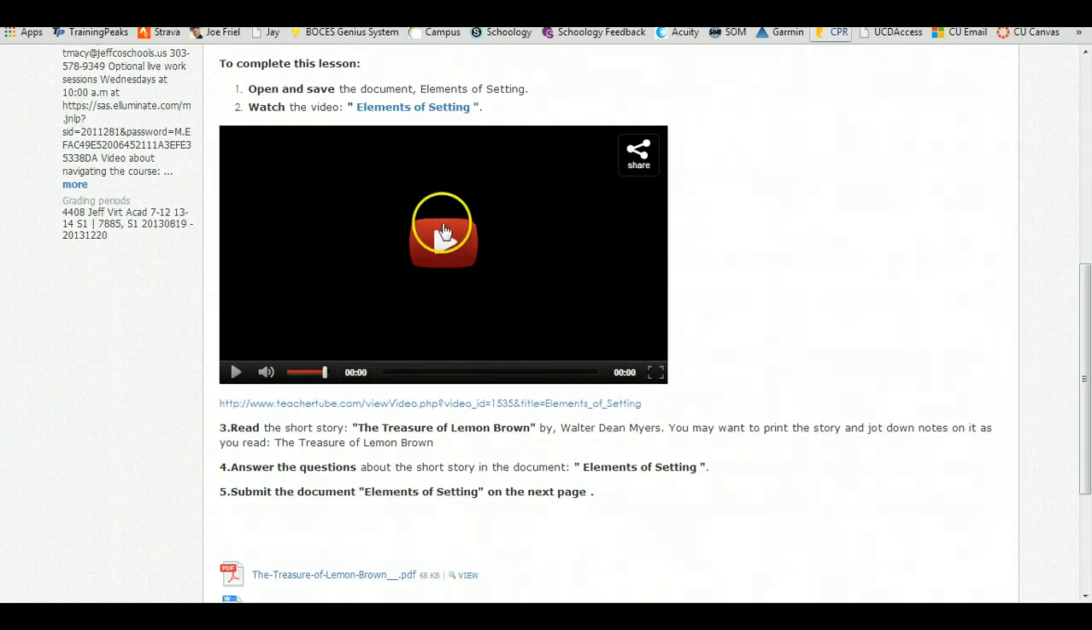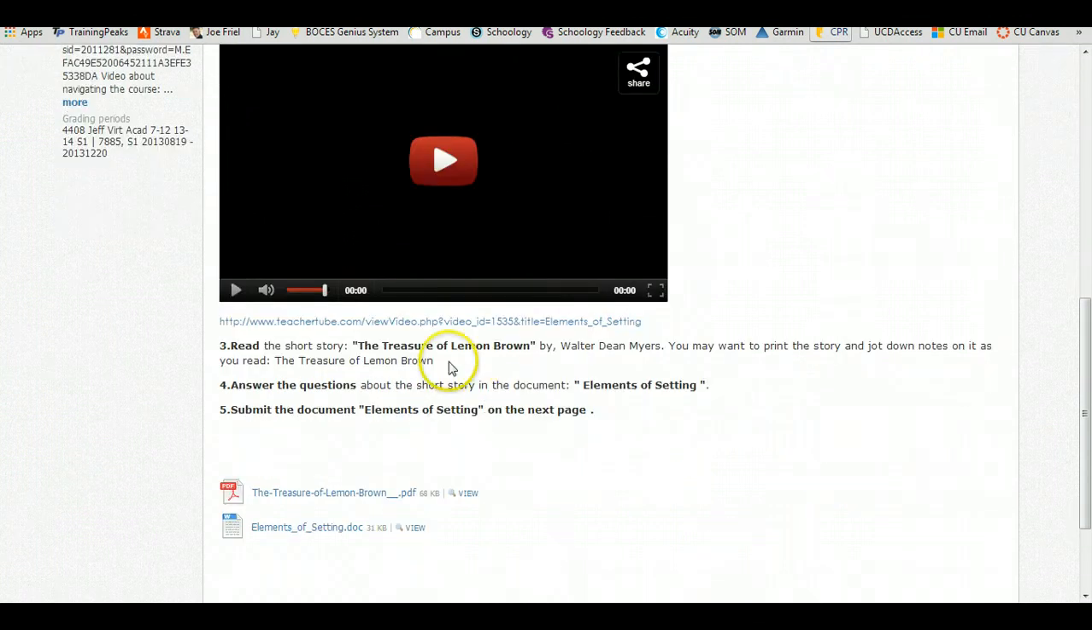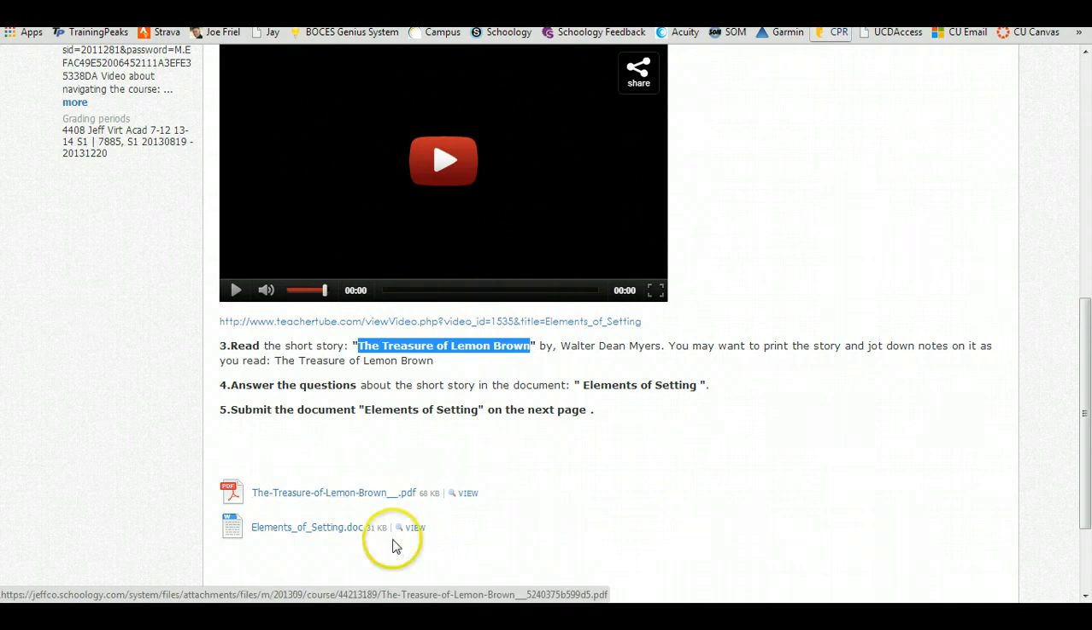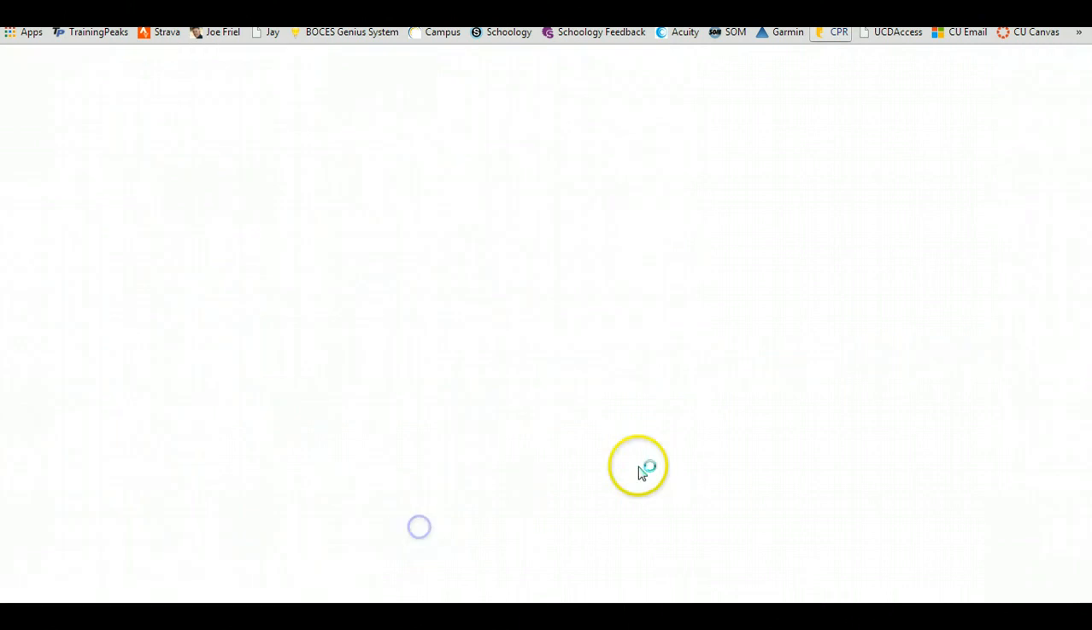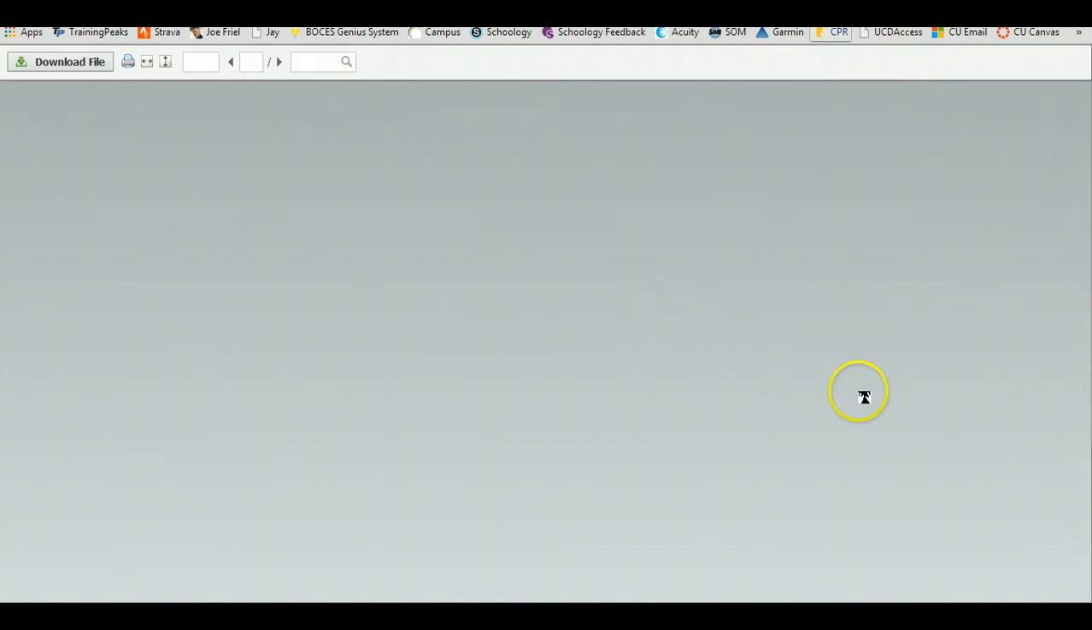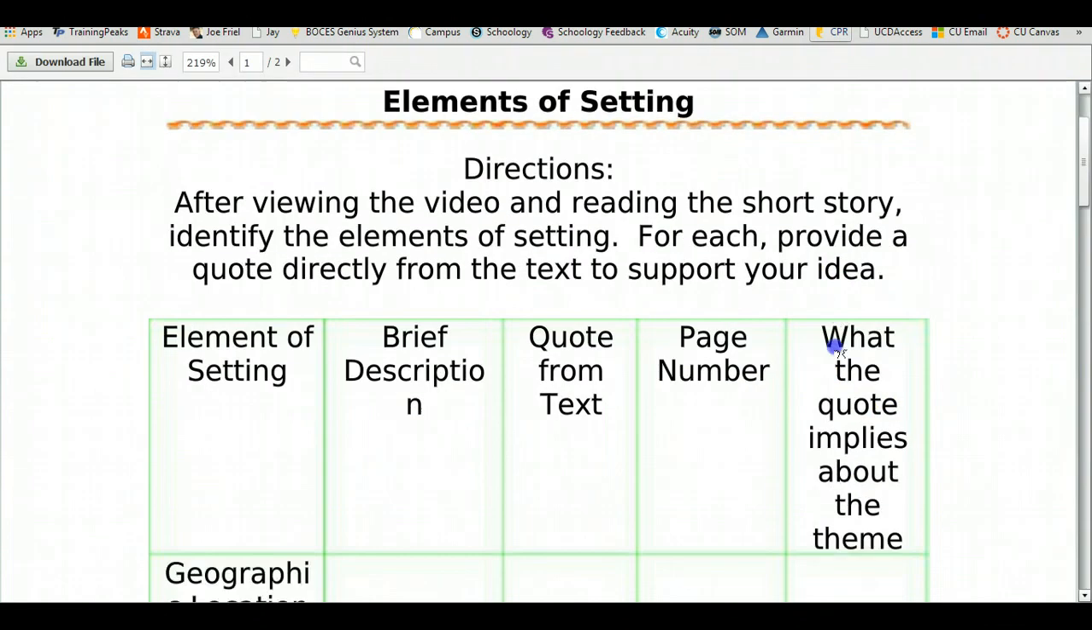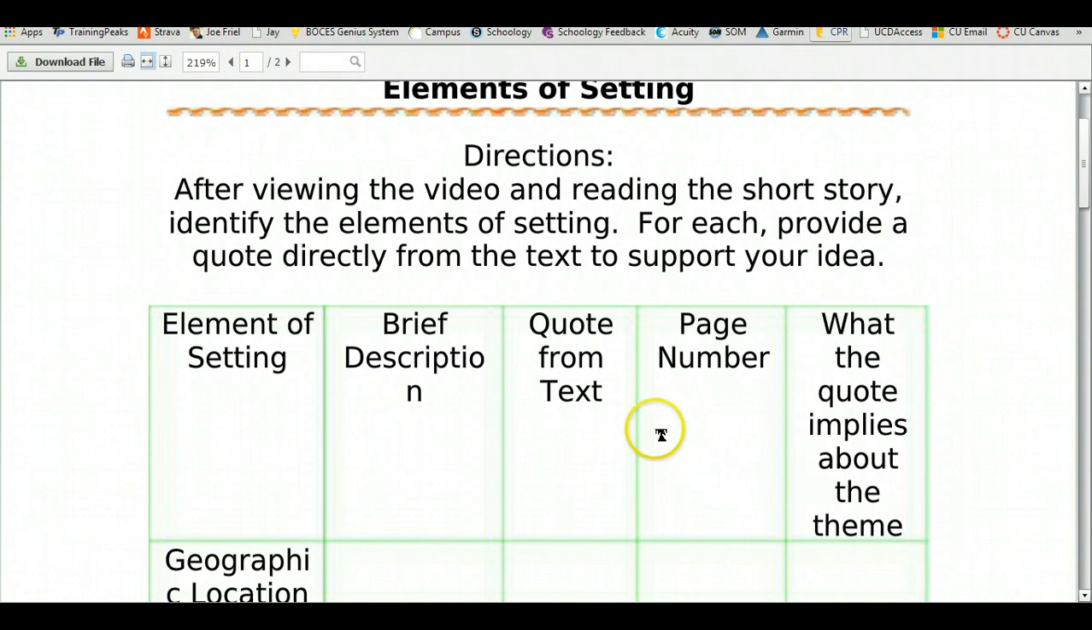First, a video. This is a video called Elements of Setting. We're looking at how setting plays a role in short stories. And then you also need to read this story. It's called The Treasure of Lemon Brown. It's the first short story we'll be looking at. So that's right here. You can open it up, and then there's this Elements of Setting. That's the assignment associated with the video and with the text.